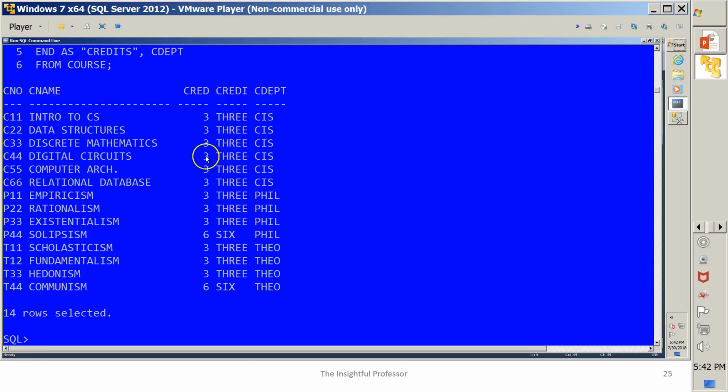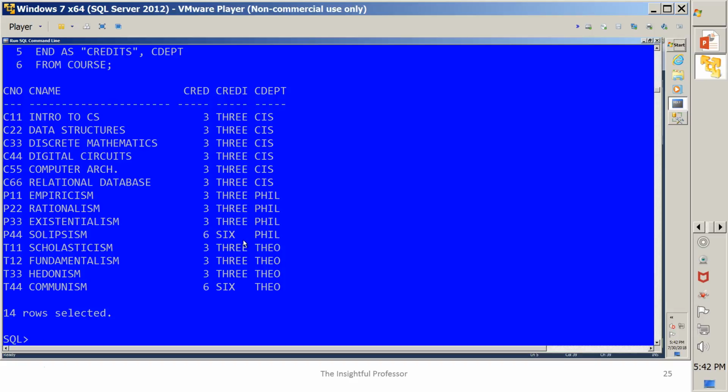Okay, so for those rows where we have a value of 3 in our numeric column, we get THREE. For the couple of rows where we have a value of 6, we get SIX. It worked as advertised. That's always nice.